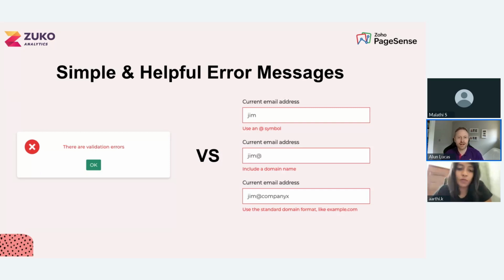So always try, if you're going to trigger an error, tell the user what the problem is and how they need to fix it. Be helpful, and then they'll be much more likely to fix the error and move on. Whereas if you just have a red box or a cross, no context at all, they're much more likely to get confused and leave.